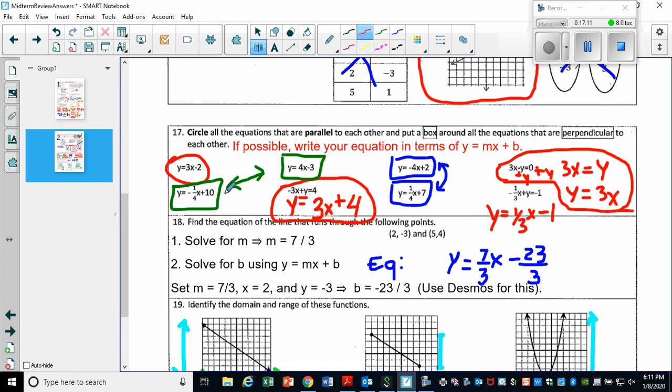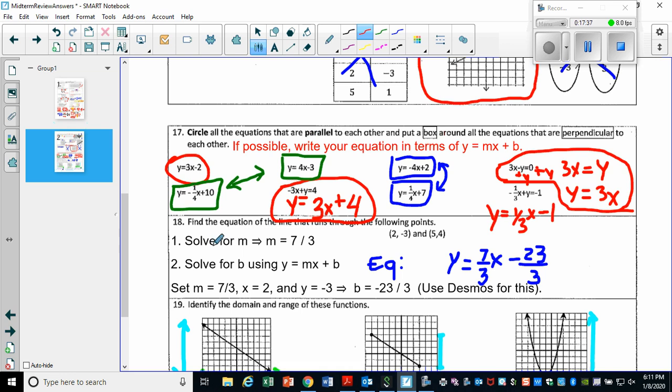Then this second equation and this fifth equation, again, they're perpendicular to each other because negative 1/4 is the negative reciprocal of positive 4. And these two are perpendicular because positive 1/4 is the negative reciprocal of negative 4, or I should say opposite reciprocal.